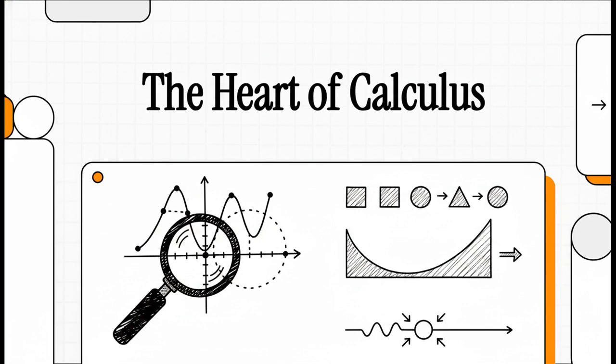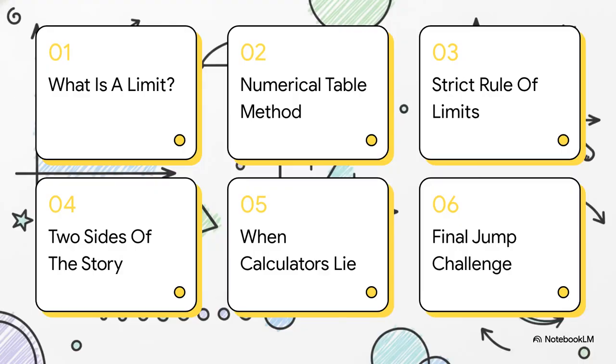Think of it like a mathematical magnifying glass. If algebra is a static snapshot, giving you moments frozen in time, calculus is the whole motion picture. And the limit? It's the specialized lens that actually lets us see that continuous motion clearly. Here's our roadmap for today's investigation. We'll start with what is a limit, move to the numerical table method, then the strict rule of limits, two sides of the story, when calculators lie to you, and wrap it all up with the final jump challenge. Let's get right into it.